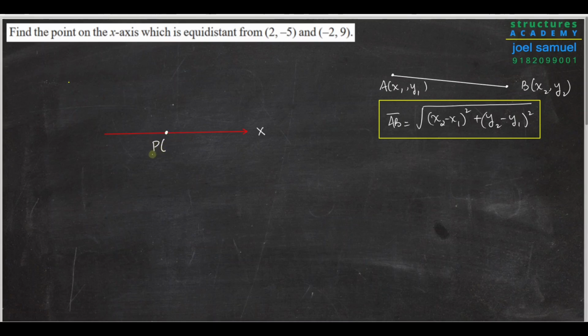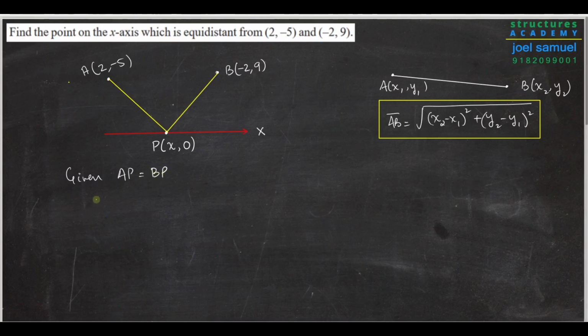Now we know any point on the x-axis has its y coordinate 0. So we have 0 as its y coordinate, and let's say the x coordinate is x itself. So I'm going to place the points that are given. Let's say this is point A with coordinates (2, -5) and another as B with (-2, 9). Now we are told that the distance from A to P is equal to the distance from B to P, given AP is equal to BP.